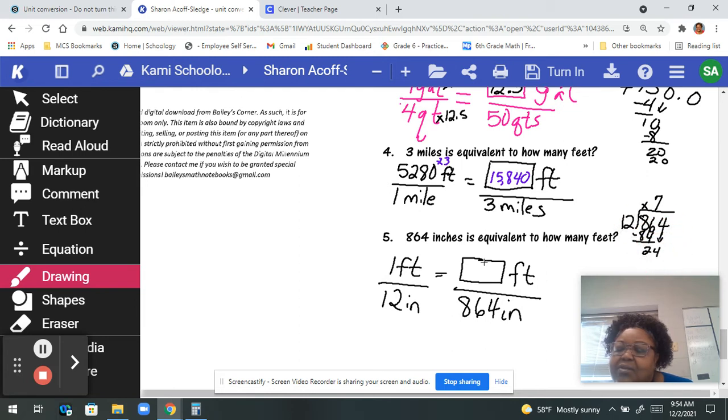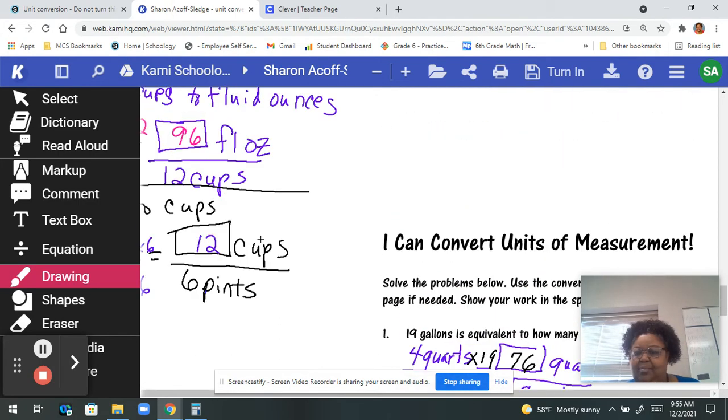Ooh, look at there. 12 goes into 24 two times. 12 times 2 is 24. No remainder. So 12 times 72 gave me, I'm just going to put that right there, 864, and 1 times 12 gives me 12. So that's my answer right there. There are 12 feet in 864 inches. So 864 inches is equivalent to 12 feet. So how about that, people?